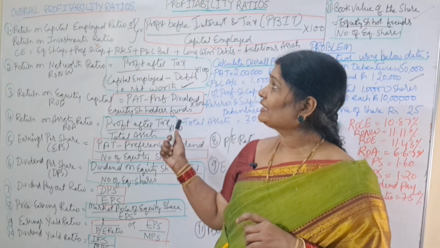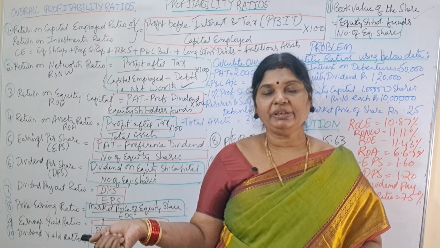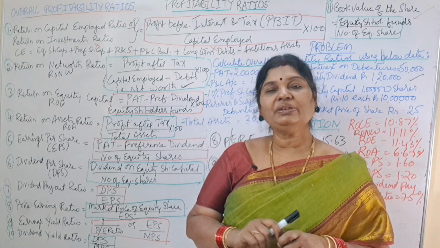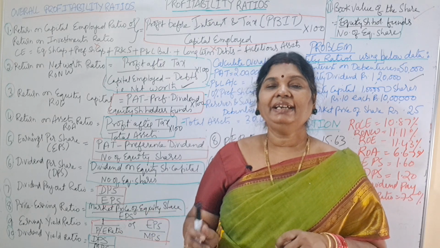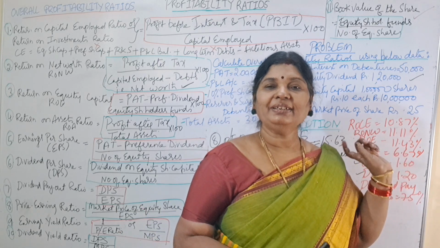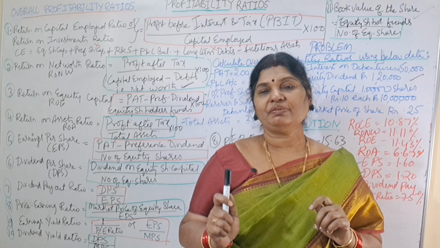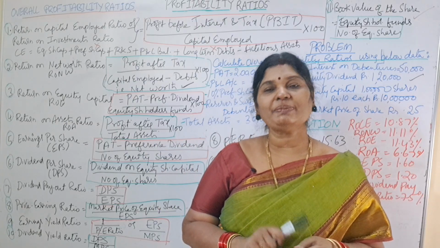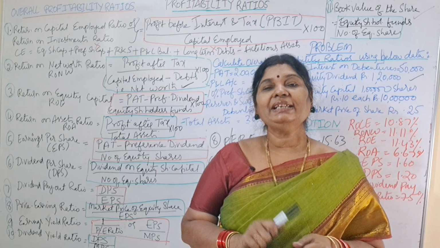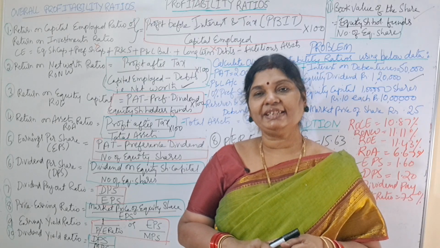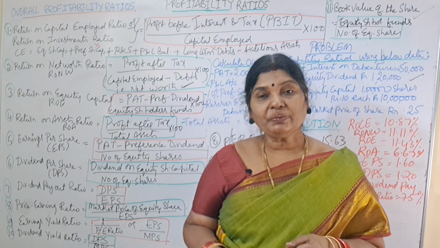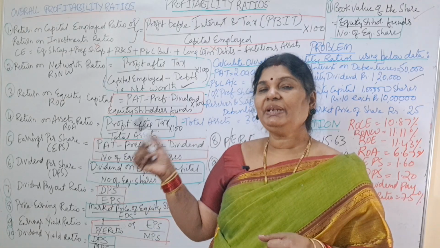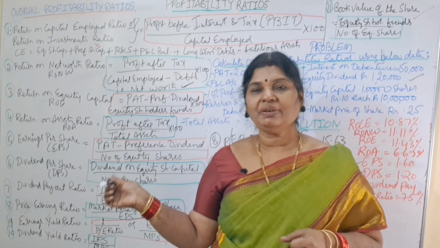In this class, I have explained overall profitability ratios. So with this, I have completed. I have explained all those ratios in detail, and we have also done problems using all the ratios. What are the ratios that we have covered till now? Liquidity ratios, that means short-term solvency ratios. Next, leverage ratios, meaning long-term solvency ratios. And next, turnover ratios, meaning activity ratios.